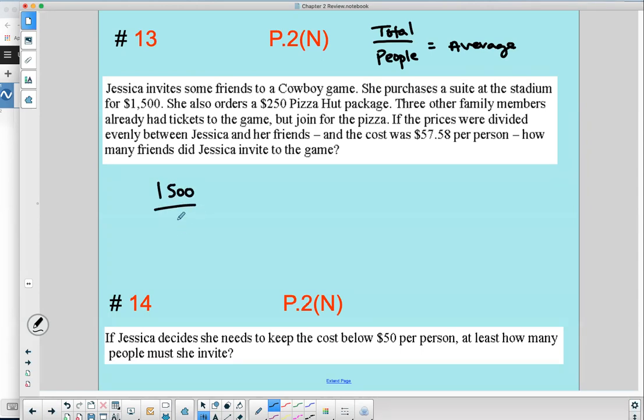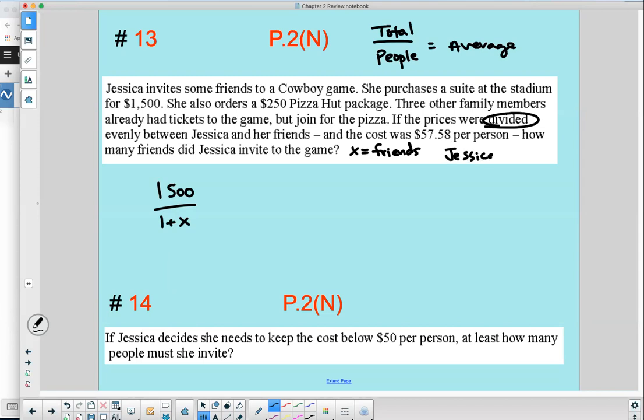Now, who is going to this game? Jessica and her friends. And so on this part, we're looking for friends. So I'm going to call x equals friends. So x would be greater than 3 because it has 3 other family members. So for the game, it's Jessica and her friends who divide this cost. There it is. So we'll get to the family in a second. So right now it's Jessica, who's one person, plus friends. So Jessica equals one person.